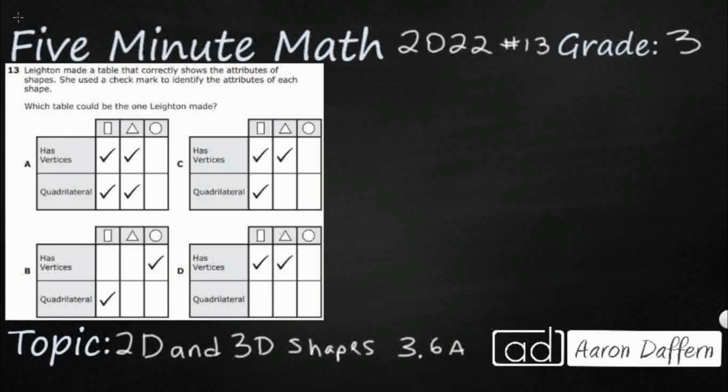So, Leighton is making a table correctly, so that means we're supposed to find the correct one. 3 of these will be incorrect. Using a check mark to identify the attributes of each shape. So which one could be the one that Leighton made? Alright, so we have the 3 shapes, and we've got these terms right here.